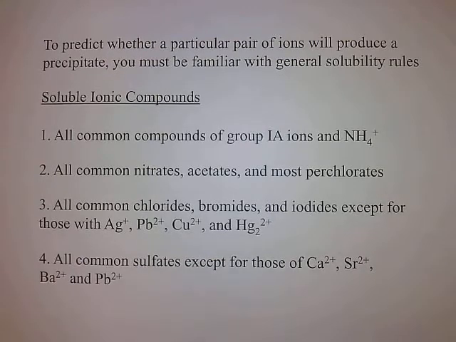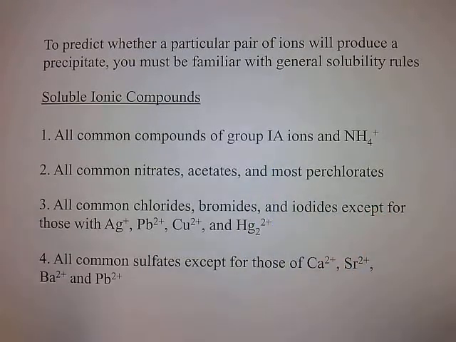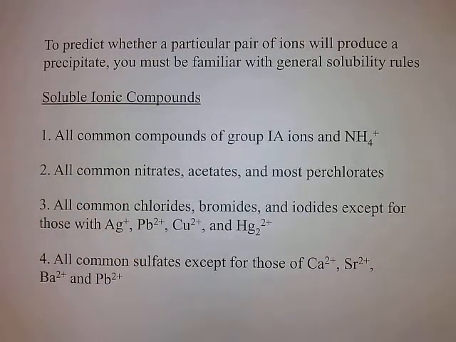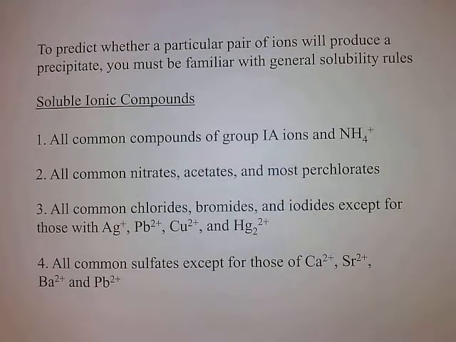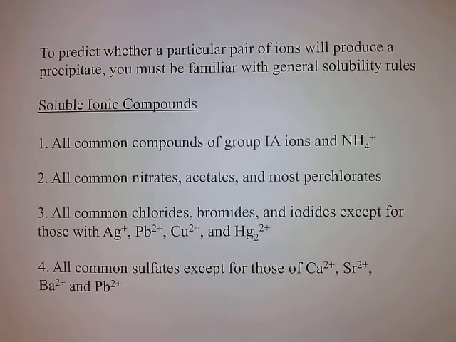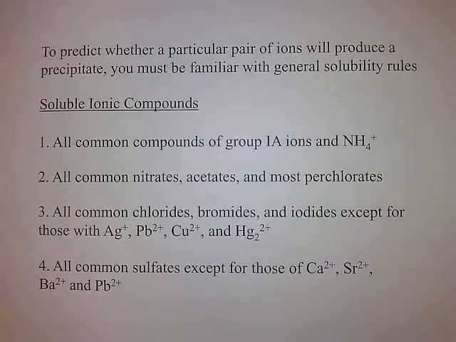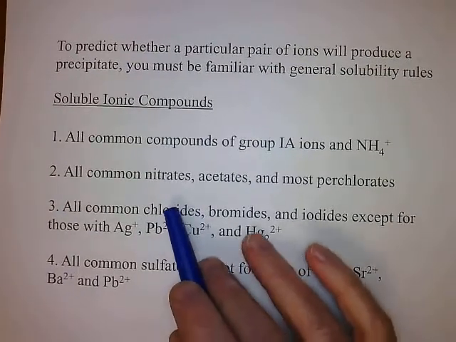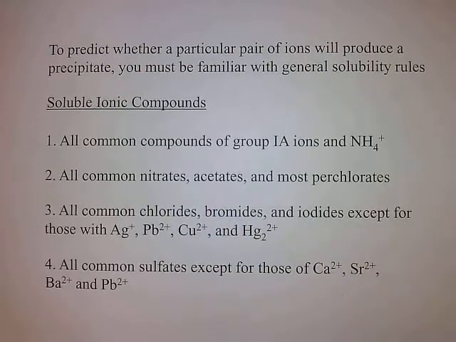Okay, so generally all common compounds of group 1A and ammonium are soluble. And by group 1A we're talking about that first column on the periodic table, the alkali metals, they're all soluble. I can only think of maybe one exception, maybe two, to that rule that all your 1A compounds are soluble, and ammonium compounds. Okay, so all nitrates, acetates, and most perchlorates are soluble.